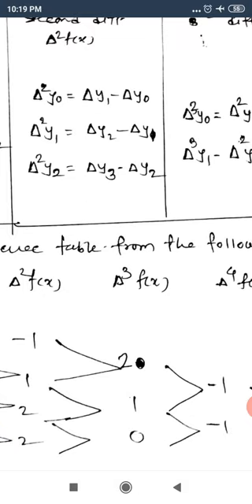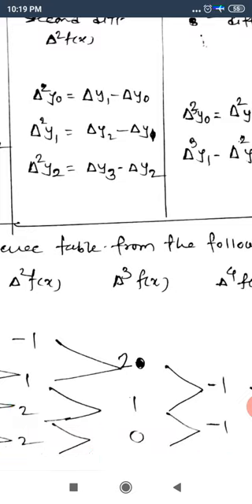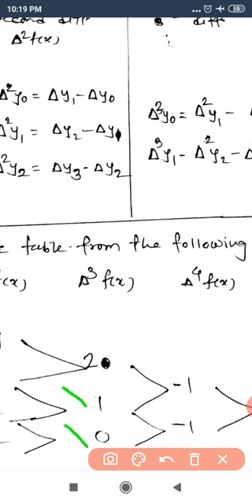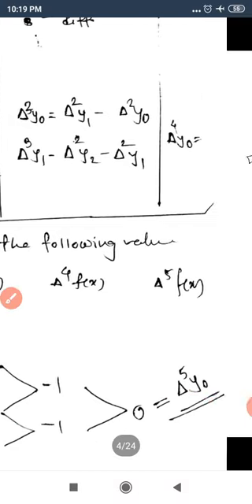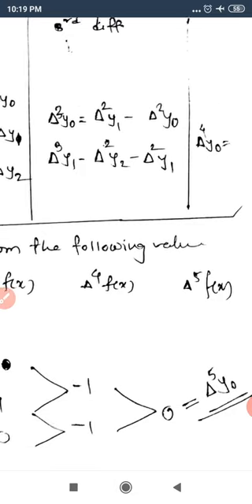The next difference is 1 minus minus 1 is 2, minus minus becomes plus. 2 minus 1 is 1. 2 minus 2 is equal to 0. That is the third difference. Now again, 1 minus 2 is minus 1. 0 minus 1 is minus 1. That is the fourth difference. Then minus 1 minus minus 1 becomes 0. That is the fifth difference, which is 0.